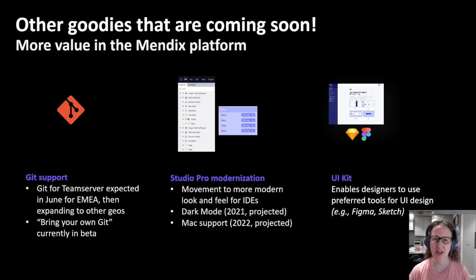Finally, a few items that are coming soon. First, Git support. We know this is eagerly awaited by our customers. By the end of June, we'll have Git for Teams Server with other geos to follow. Meanwhile, Bring Your Own Git is currently in beta, starting today with Mendix 9. Developers will see iterative improvements to the look and feel of the IDE for the rest of 2021, aligning with the improvements we just saw in the developer portal and the expectations that today's developers have. Finally, the UI kit will enable designers to use Figma or Sketch, their usual tools to design Mendix applications.